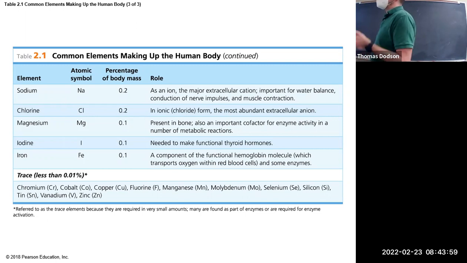What's our biggest source of iodine? Probably... I can't hear what you're saying for some reason. Seafood?